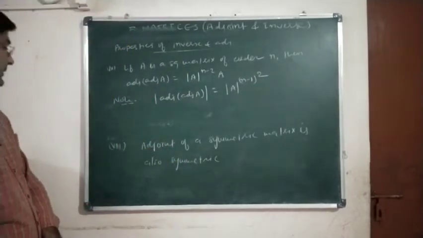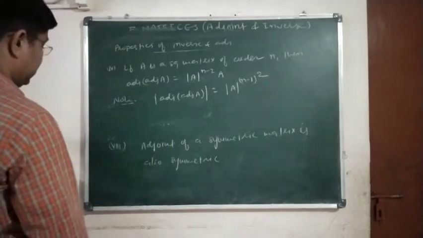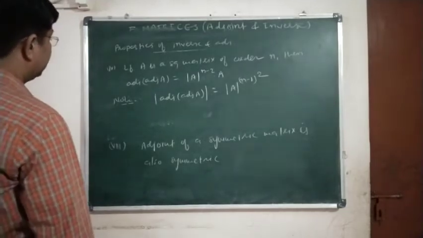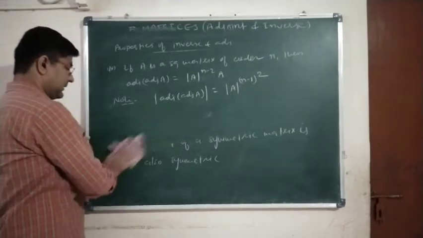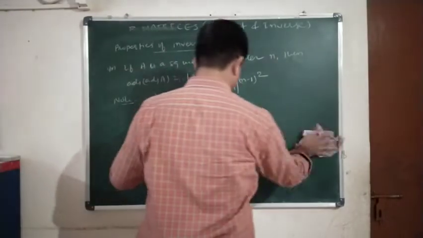So that was property number 8, and property number 9 we have seen. Now 10 and 11, two more properties are left. Let us check one by one.